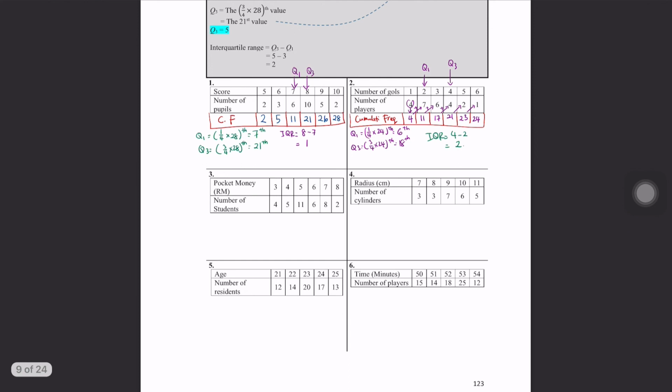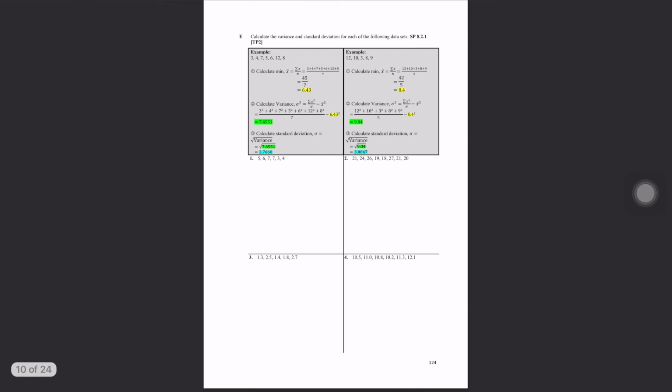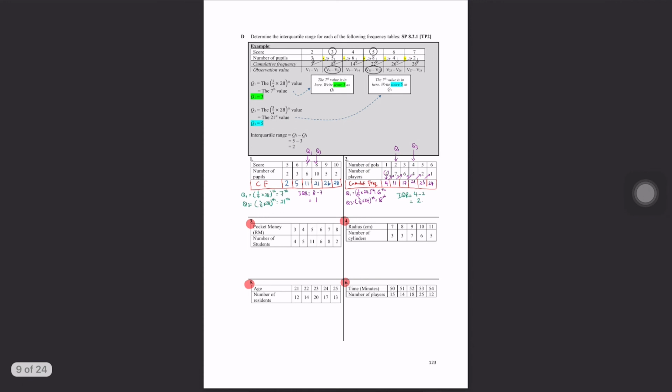So saya nak awak cuba buat sendiri. Number 3, number 4, number 5, number 6. Boleh? So far ada masalah? Rasanya tak ada kan? Okay, very good. So I think that's all for today's class.